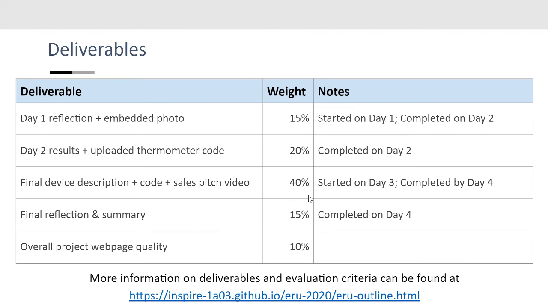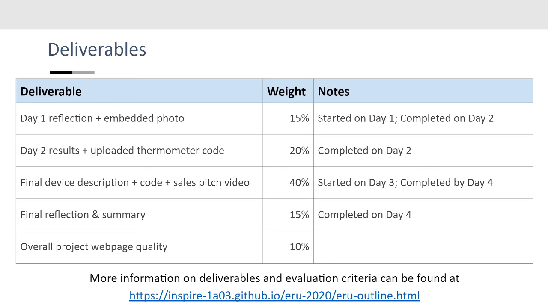All right, in terms of deliverables, you have a number of deliverables, and they're all going to come together on your project web page that you'll make by the end. There's a day 1 reflection, and you're asked to embed a photo in there. Full instructions are provided in your worksheet. Day 2, you're going to build some more complex circuits and upload your code for that. And then the last 2 days, you're going to get to build a new, novel device that you're interested in. The largest component of marks for this module is included there.